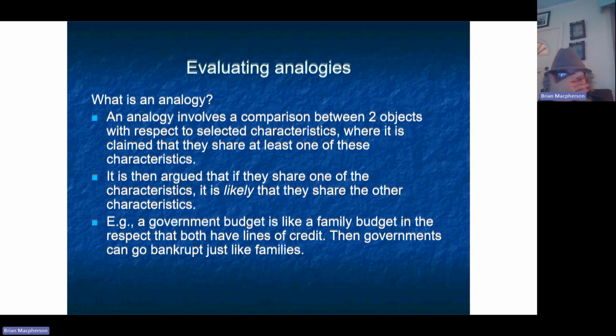Let me go through it again. A government budget is like a family budget in the respect that both have lines of credit. Then governments can go bankrupt just like families. So what I'm saying is that governments are like families in the sense that they have lines of credit. But families also go bankrupt sometimes. Then possibly governments can go bankrupt. So is that a good or a bad analogy? What do you think?